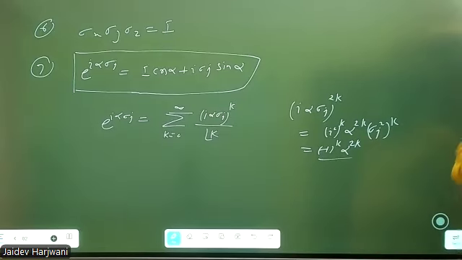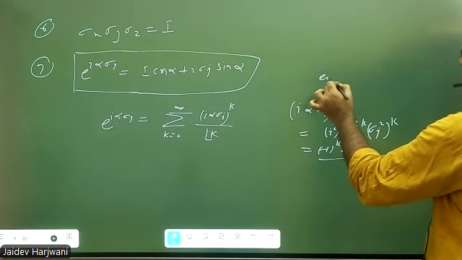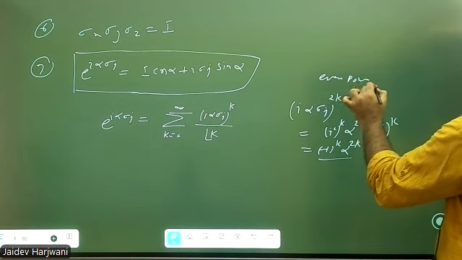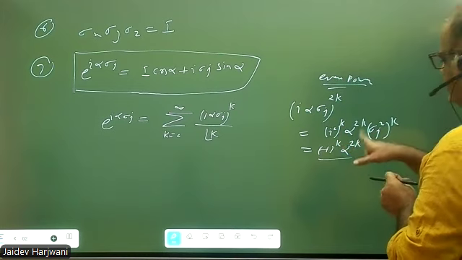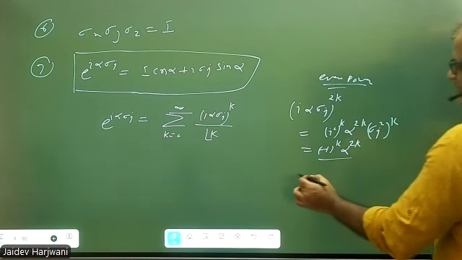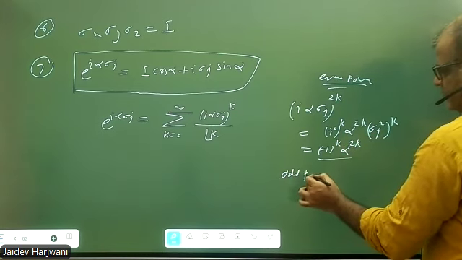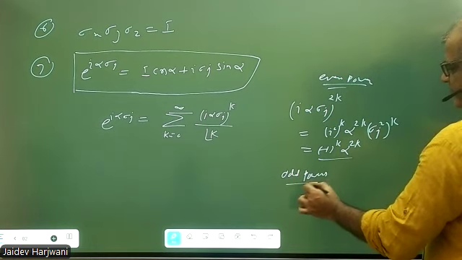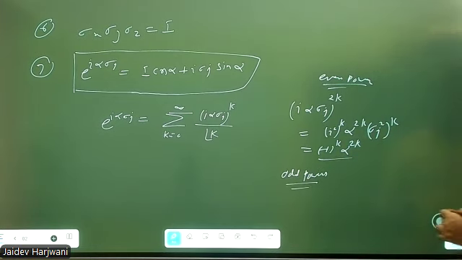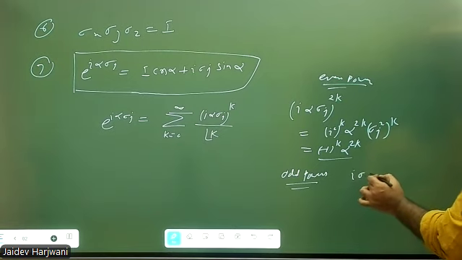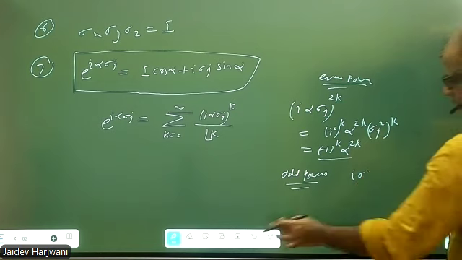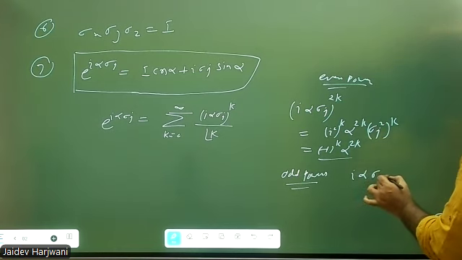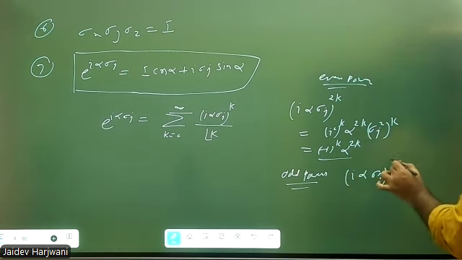So you can write, for even powers, like this. If k is 0, then this will become 1. And now for odd powers, what can you write? For odd powers, I can write (iσ_j α), say the power is odd, 2k plus 1.